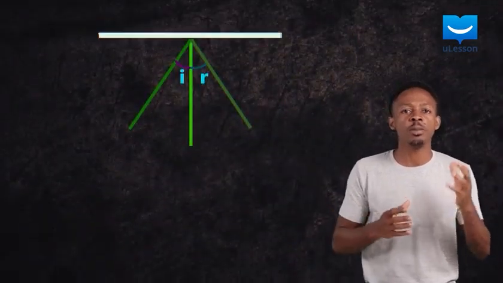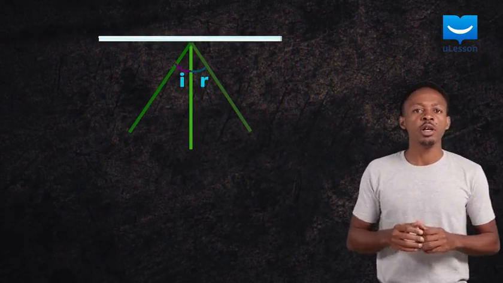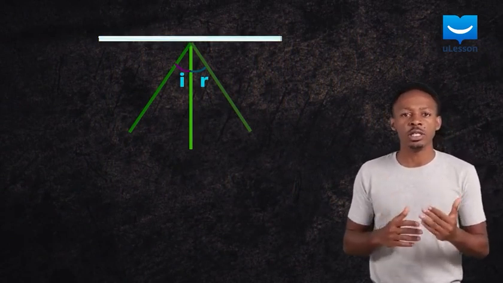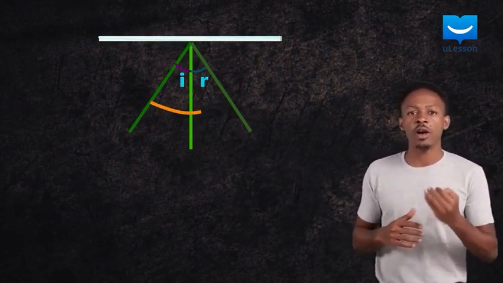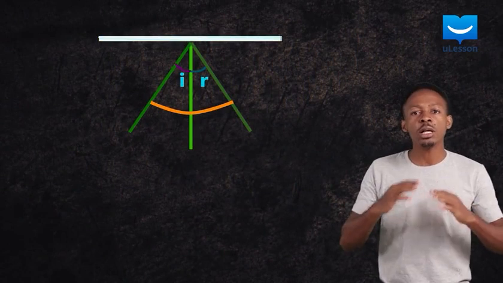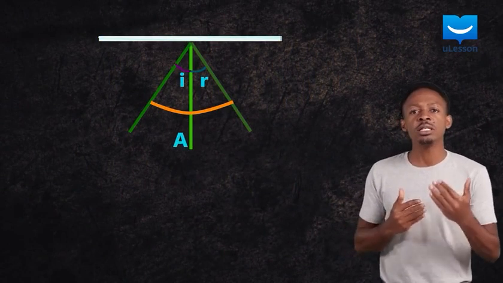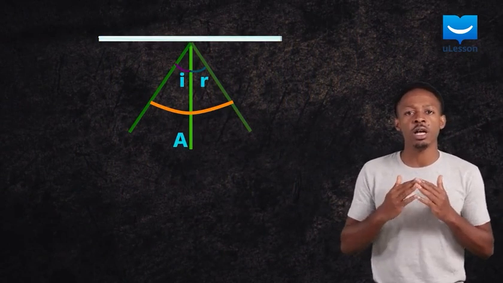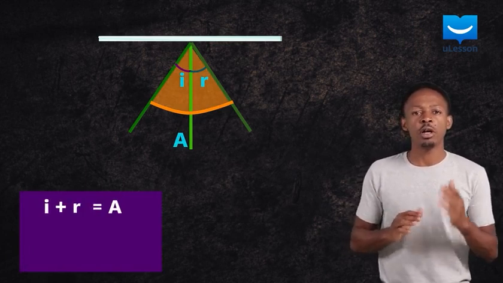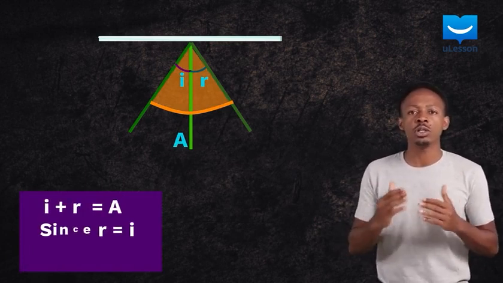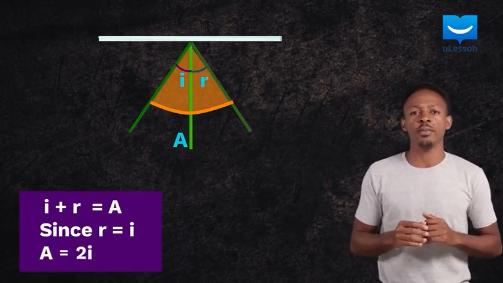Now here's a simple application of the law of reflection. Supposing we fix the incident ray still at an incident angle of I to the normal, the total angle A between the incident ray and the reflected ray is I plus R. But R is equal to I, so the total angle is 2I.